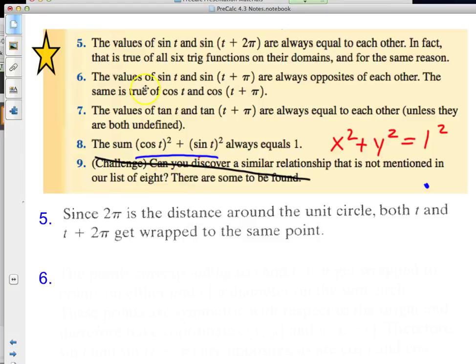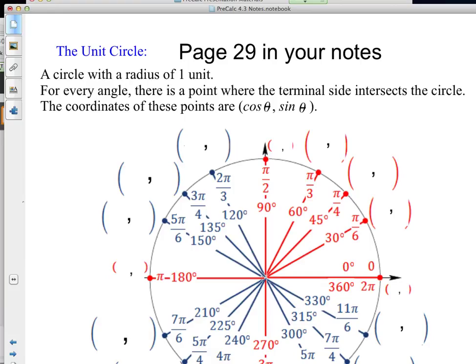Okay, the values of sine t and sine t plus pi are always opposite each other. I'm just adding pi, and they're going to be opposite each other in the cycle. Okay, the same is true for cosine t and cosine t plus pi. Well, let's talk about a t and let's add a pi to it. And we're going to go back to 29 for a second.